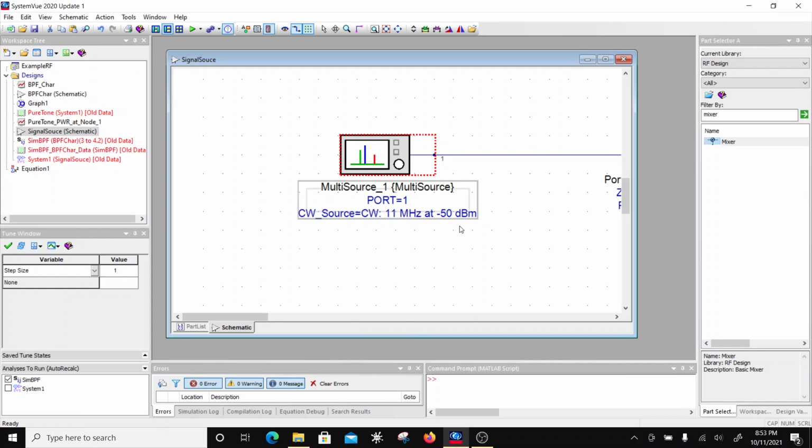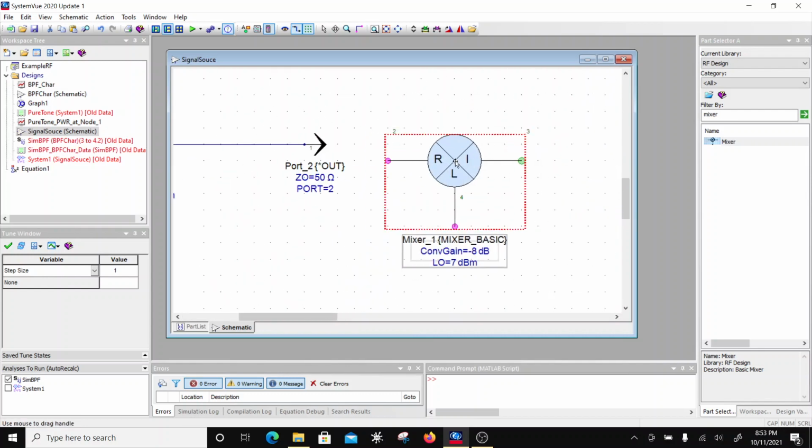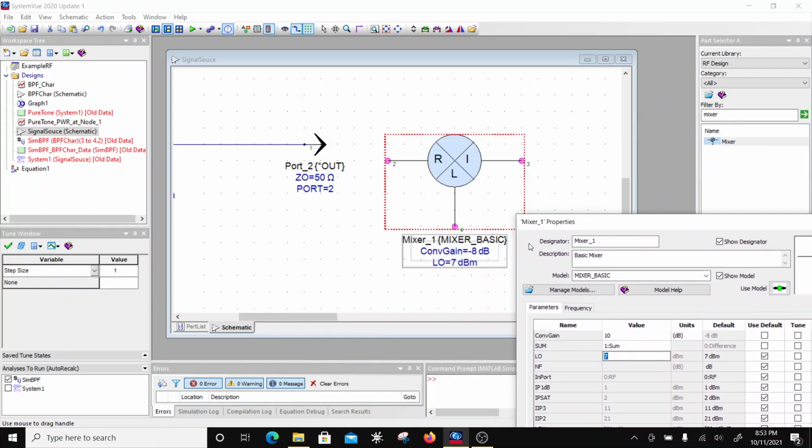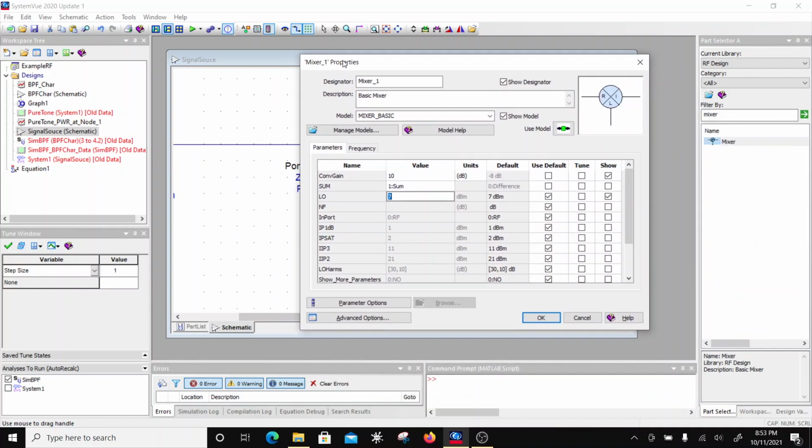Okay, so that's fine. If I take 11 megahertz, here it is 10 dB conversion gain. I'm looking at up conversion, so I'll look at the sum. The LO frequency in this case, I can specify the LO frequency here, or I can put the LO frequency through one of the terminals here. I'm going to just leave it blank. Noise figure here, let's say, is 5.4.